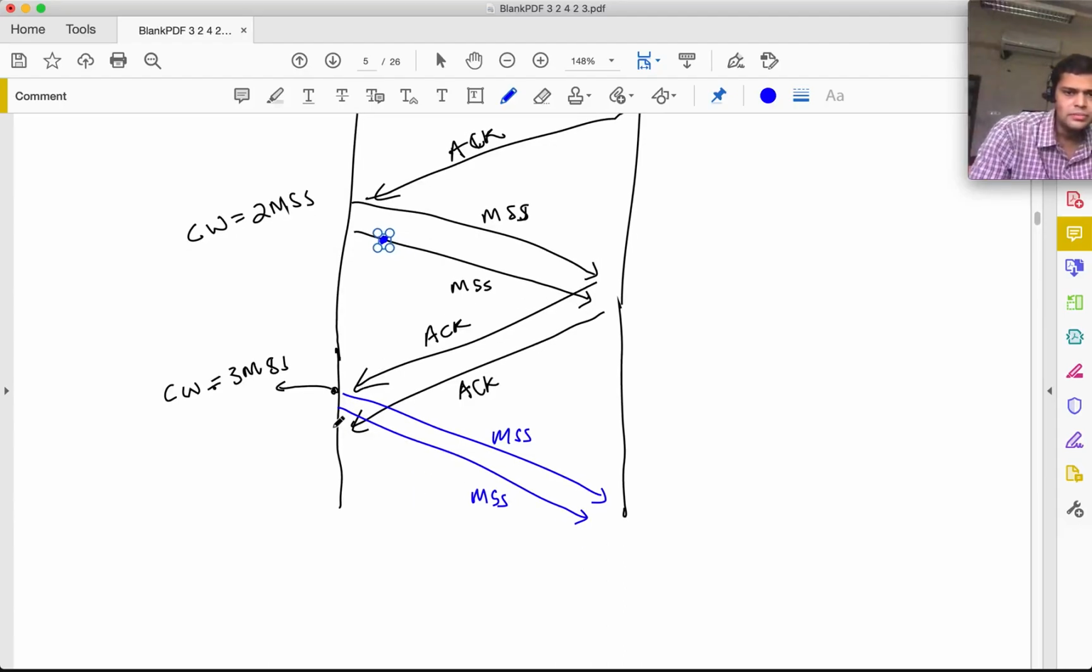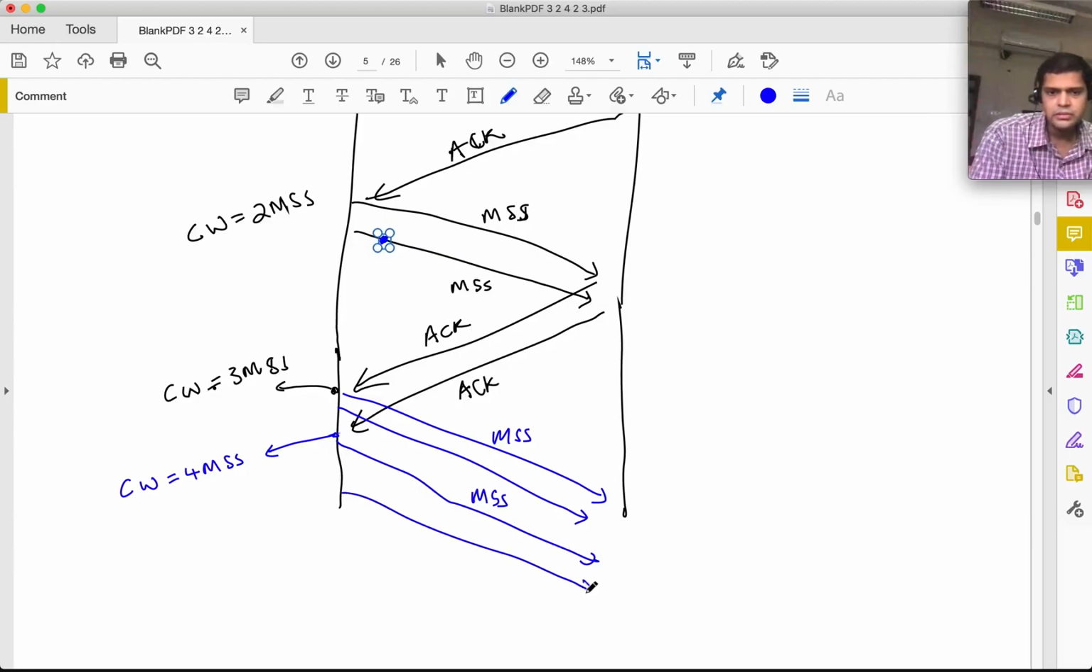And now when this acknowledgement comes back, congestion window is increased to 4 MSS. Okay. So how many packets can I send out now? So this packet which was still outstanding, I've got an acknowledgement for. Okay, and now what I can do, I've only sent out 2. There are 2 MSS outstanding, so I can send out 2 more, so that effectively I have 4 MSS outstanding.